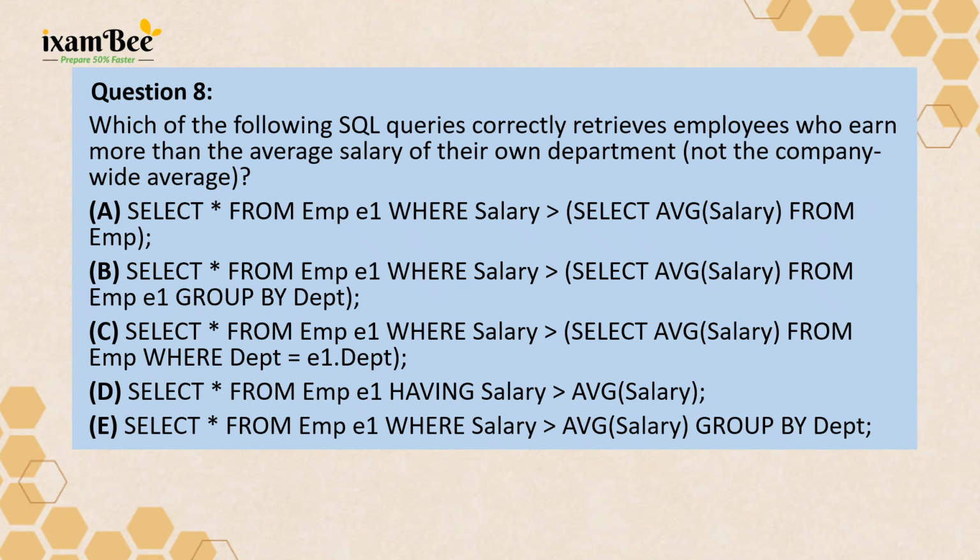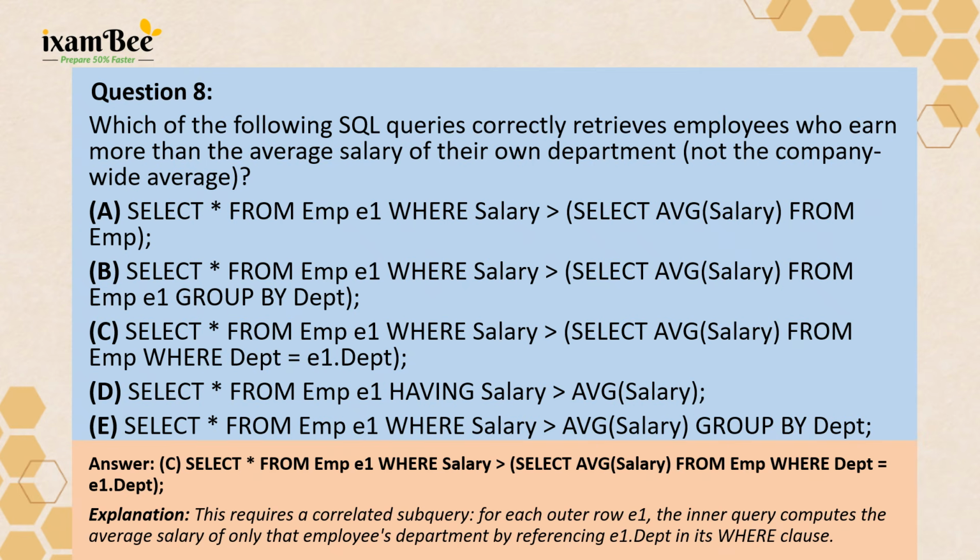Option A compares against the company-wide average instead, ignoring department entirely. Option D is actually invalid SQL since having without a group by can't reference a non-aggregated column like salary that way. So the correct query for this question is option C, which is select * from employee E1 where salary is greater than, and then the subquery which is select average salary from EMP where department is equal to E1.dpt.